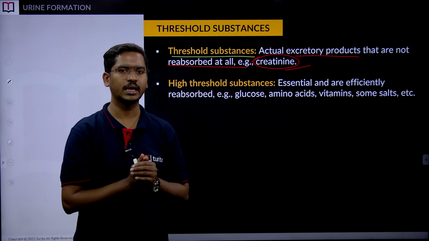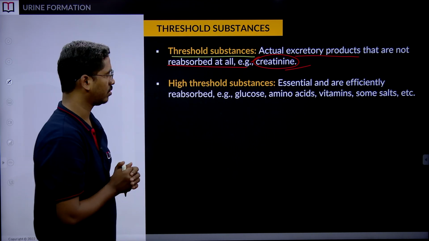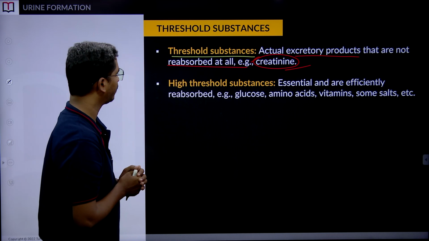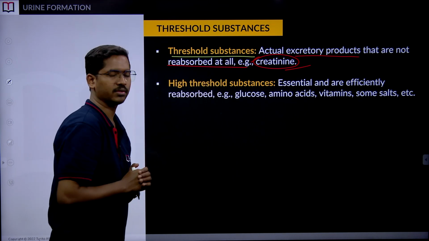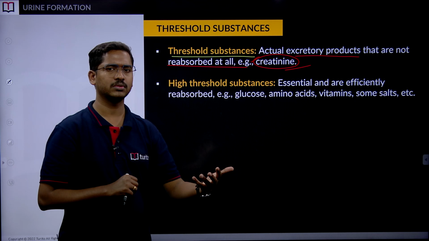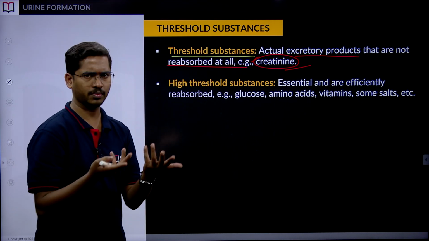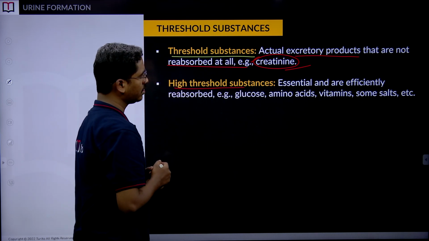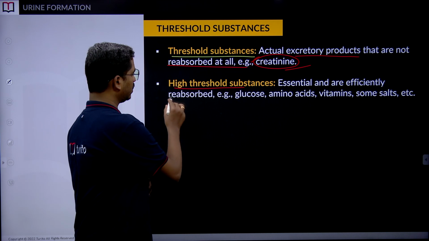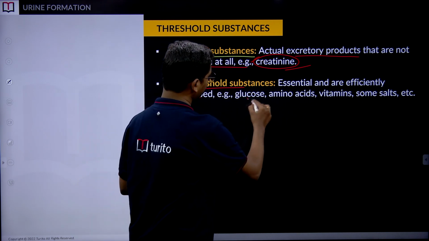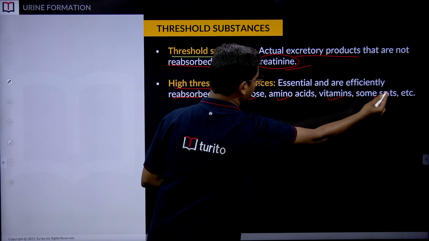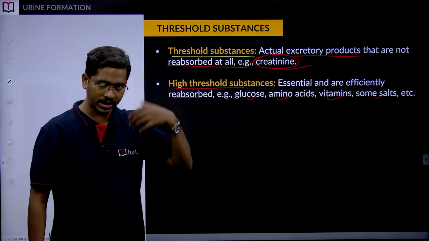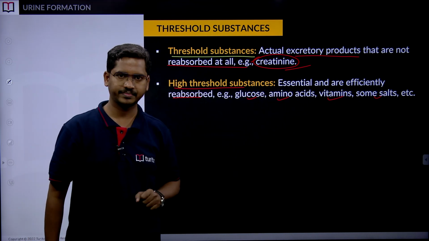It should be within a specified range. That depends on the types of analytical methods. Fine. So, threshold substances are actually the excretory products, which usually should not be absorbed again, right. We do not want them in the body, so we should not absorb them. One such type is high threshold substances, which are efficiently reabsorbed, and include glucose, amino acids, vitamins and some salts. These substances are filtered, but our body needs them, so they are absorbed.